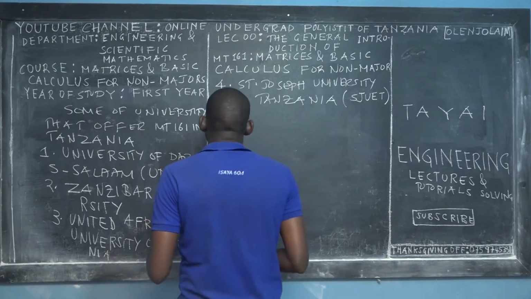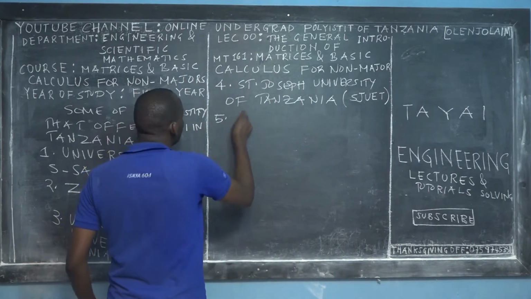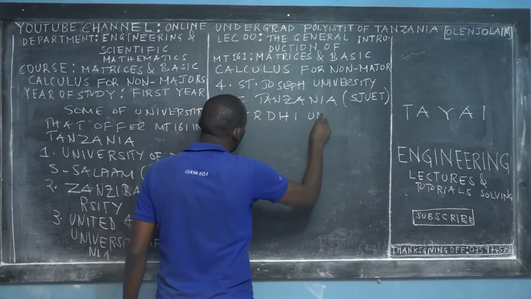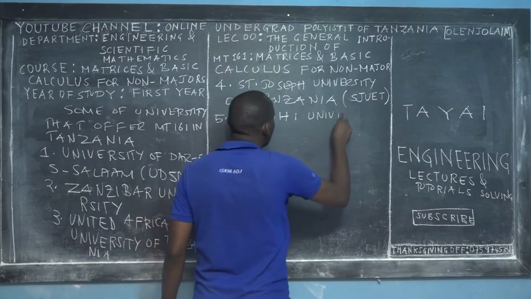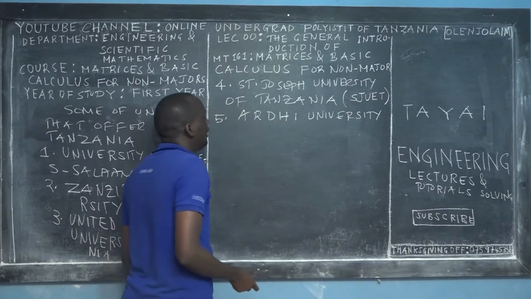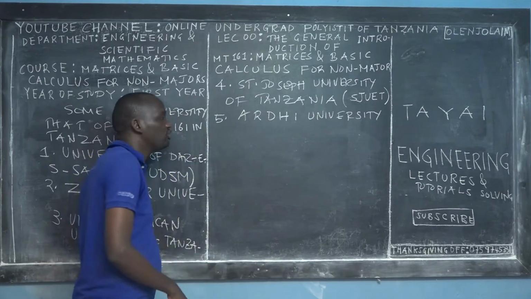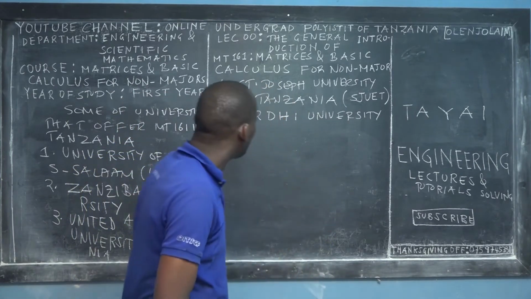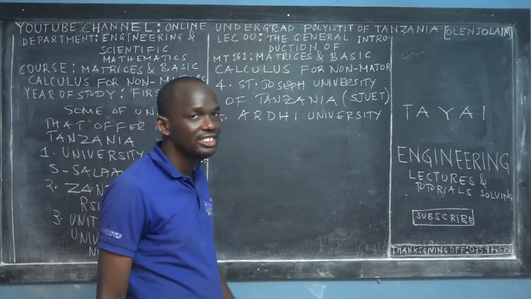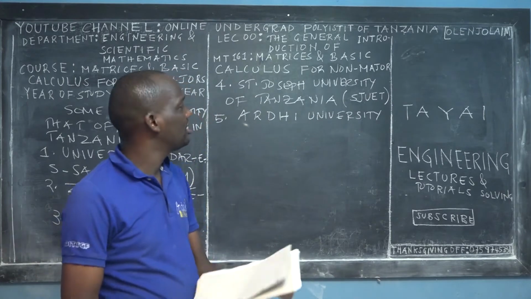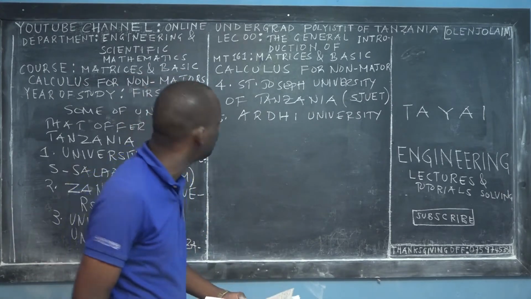So for number 5, another university is called Ardhi University. They have many courses about land and survey, but they also have environmental engineering, civil engineering and construction engineering. They also have a course called basic calculus. So that is just an image of what I've been saying to you.